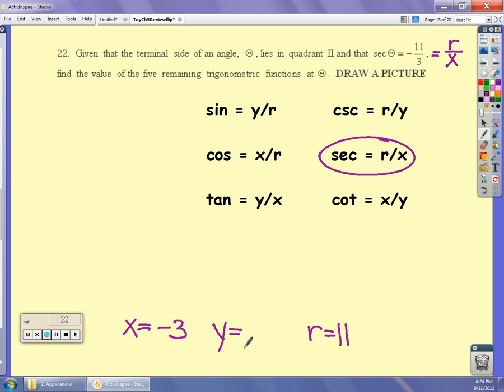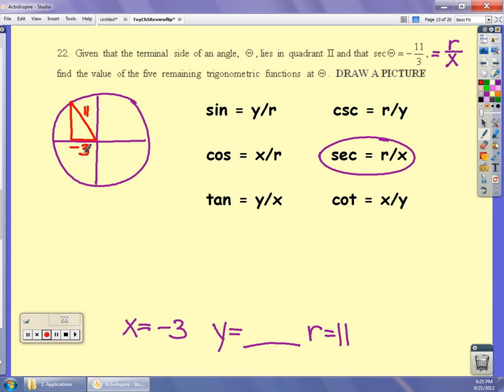Alright, so what's our goal here? In order to find all of our ratios, we need to find y. Let's draw the picture. Here's our circle. There's our quadrants. We know that we're in the second quadrant, that our x value is negative 3. We don't know our y value, but our radius is 11. How do we go about finding y?